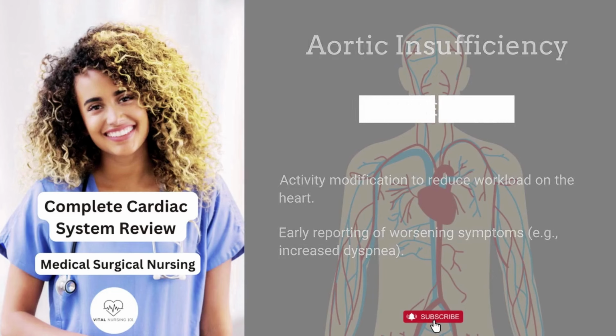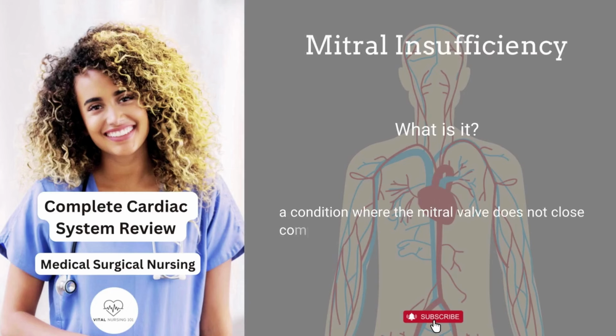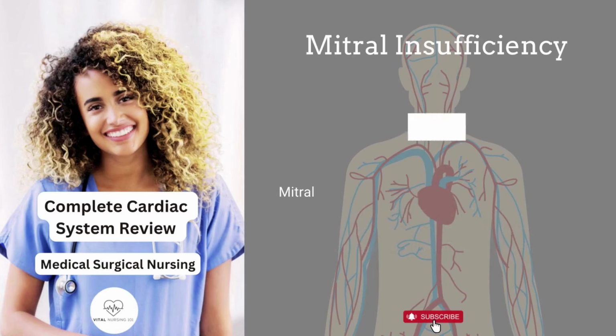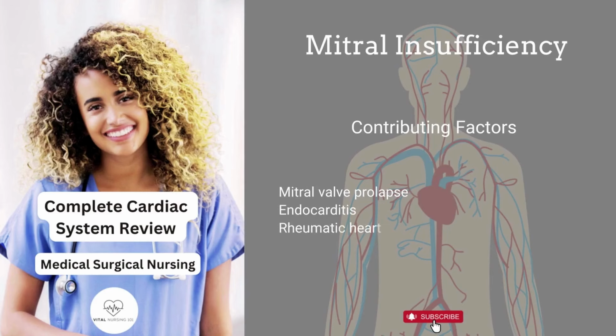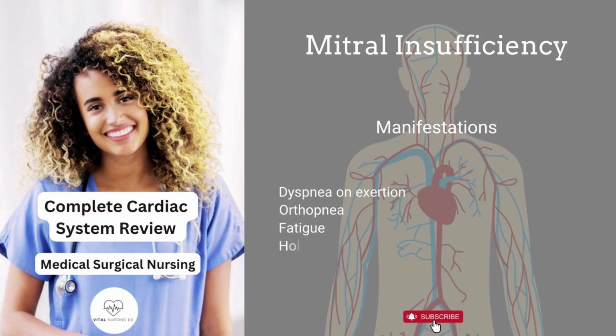example, increased dyspnea. Mitral insufficiency, a condition where the mitral valve does not close completely, causing blood to flow backward from the left ventricle into the left atrium during systole. Contributing factors are the following: mitral valve prolapse, endocarditis, rheumatic heart disease, and myocardial infarction. Manifestations are the following: dyspnea on exertion, orthopnea, fatigue, and a hollow systolic murmur at the apex.